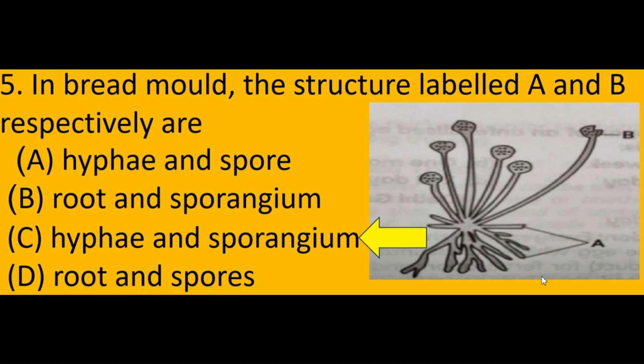Actually speaking, this question, this hyphae that is there has modified to become rhizoids and stolon in part A. But it's a hyphae only after all. So that's why it's been labeled as hyphae and B as sporangium. And it wouldn't be wrong if you are marking it as option A, hyphae and spore, because inside the sporangium, the spores are also labeled. So you can consider either option C or option A will be the answer.